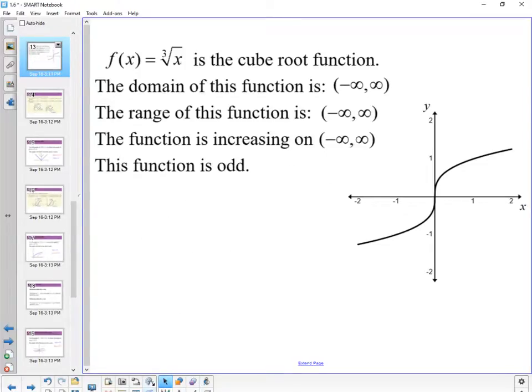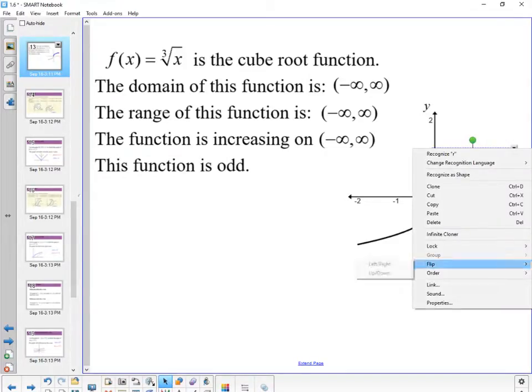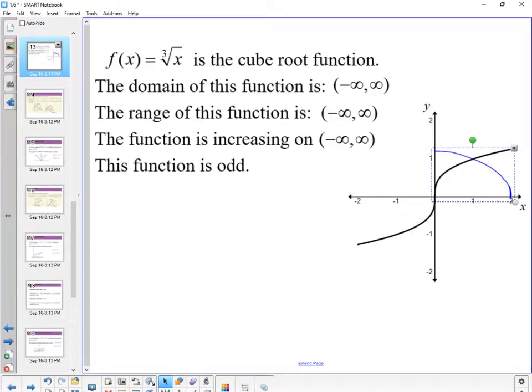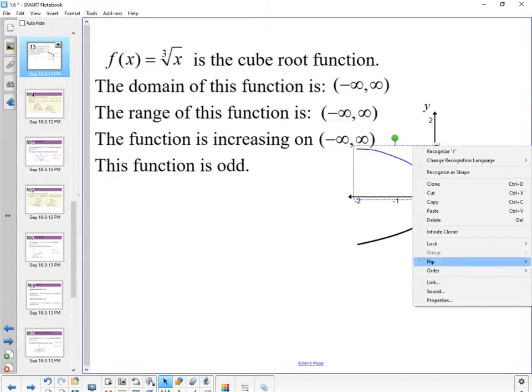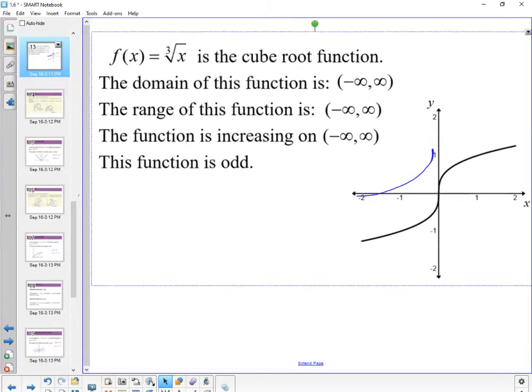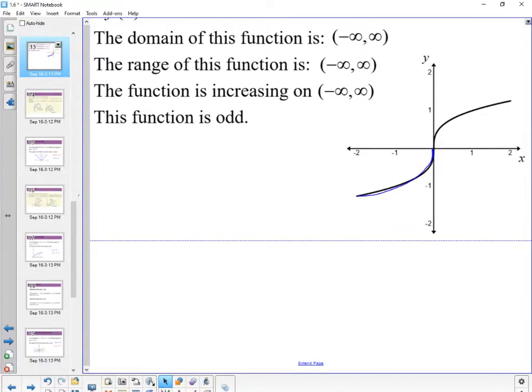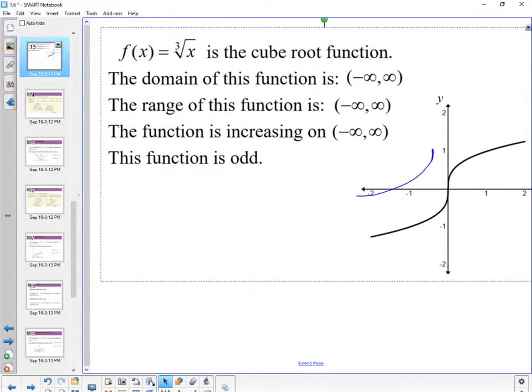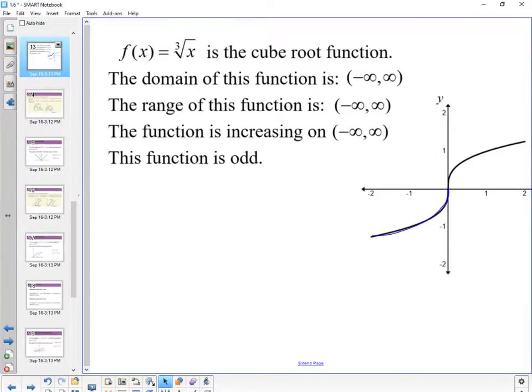You can also, a quick way of telling by the picture alone, is the symmetry. If I could take this and reflect it over the y and then flip it over the x, and I get the same picture back, then it's got that origin symmetry. So if I can do both flips, it's an odd function. There you go. There it is.